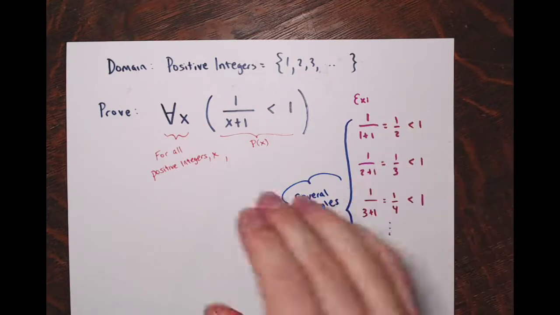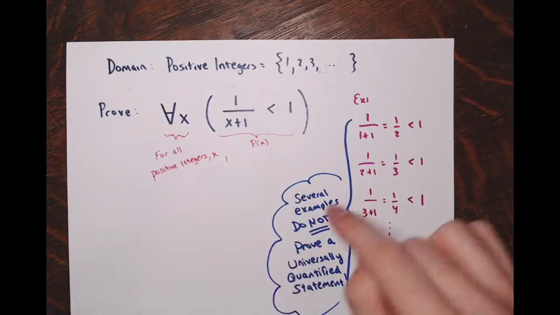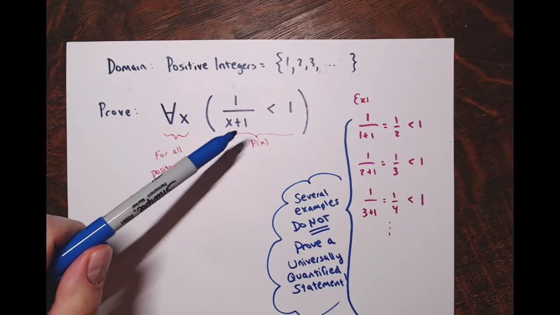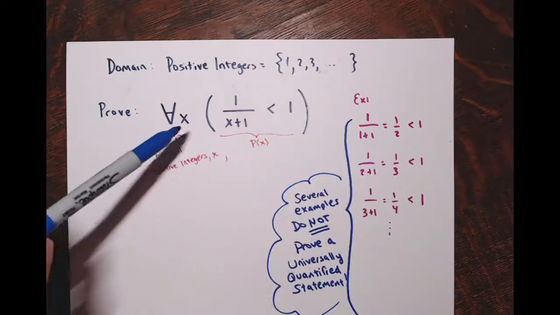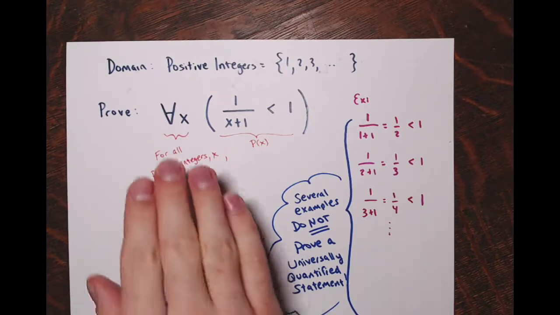So when you have a universal statement with this upside down A for all, for every, just showing a few examples of it working, right? Oh, here's 3 examples of this working. That does not show that it's true. Right? You have to show for every.